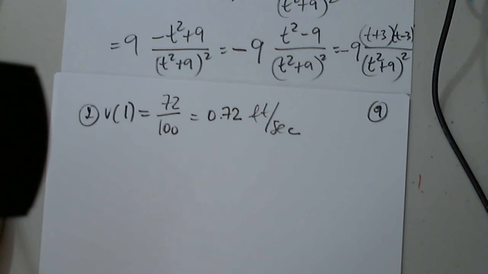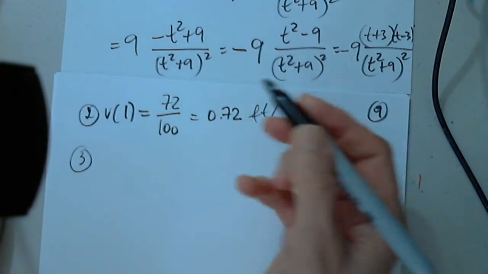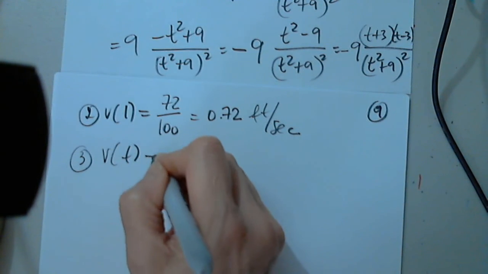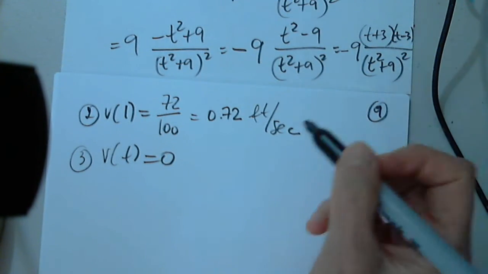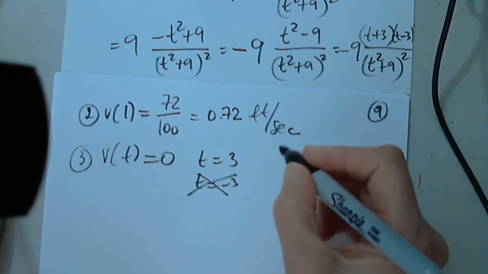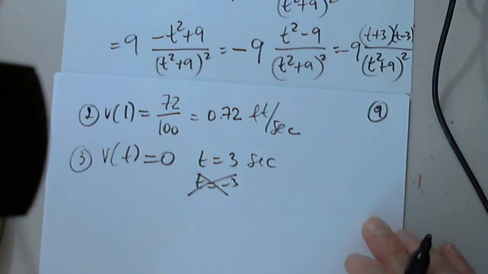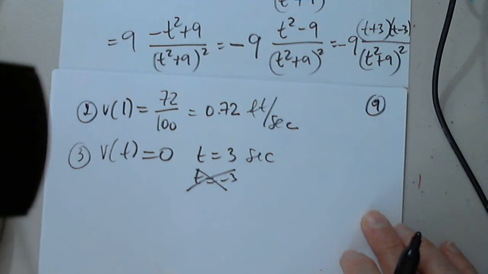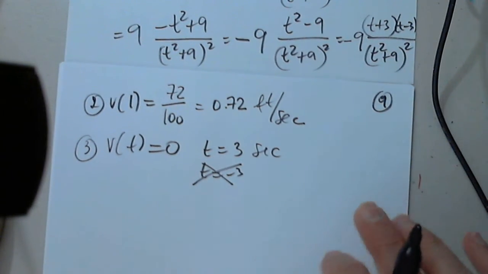When is the particle at rest? We already knew that. The velocity is 0. I already know, t equals 3, t equals negative 3, which cannot be accepted because this is in seconds. When is the particle moving in the positive direction?